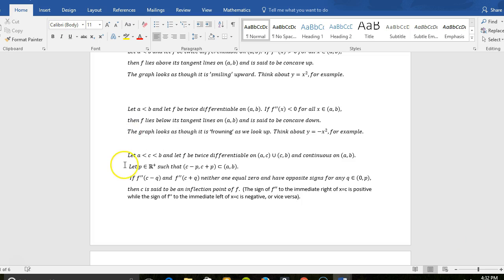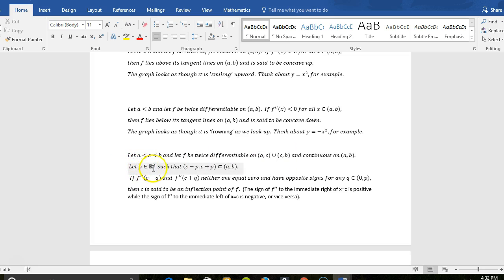Okay. Let a be less than c less than b, and let f be twice differentiable on (a, c) union (c, b). Guys, all this is, is the open interval ab with c taken out of it. So the point c itself is missing. So we're twice differentiable on this deleted open interval ab, but we're continuous on the entire open interval ab. So hence we're defined at c, and we're continuous at c, but we don't know anything about our differentiability at c.